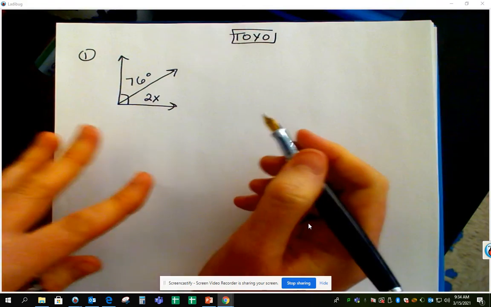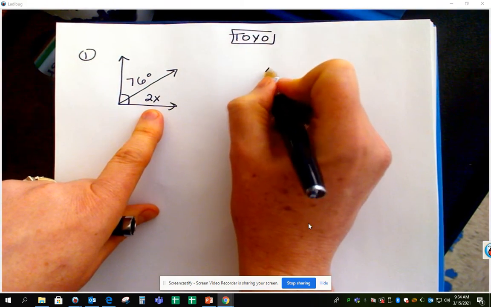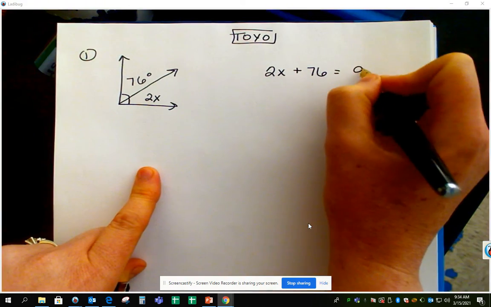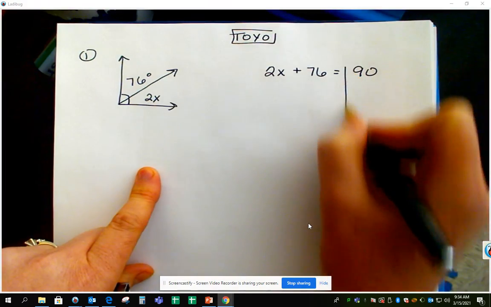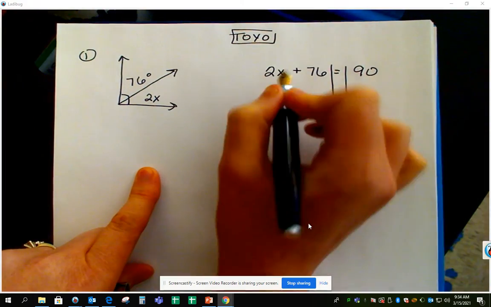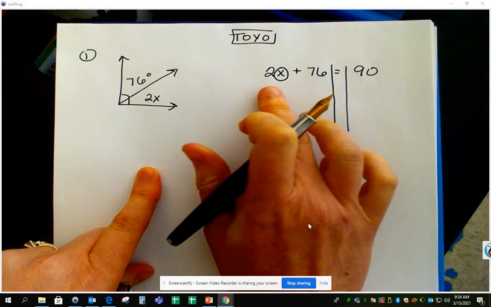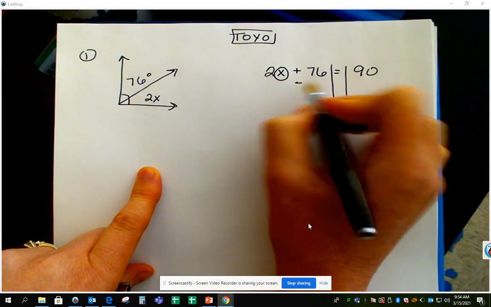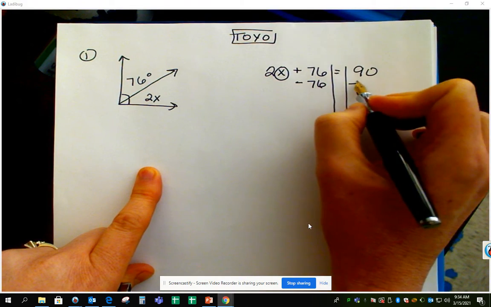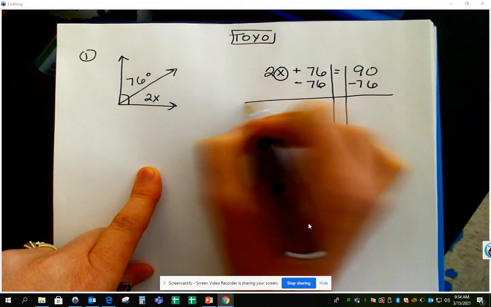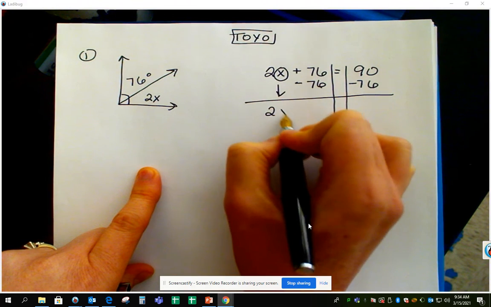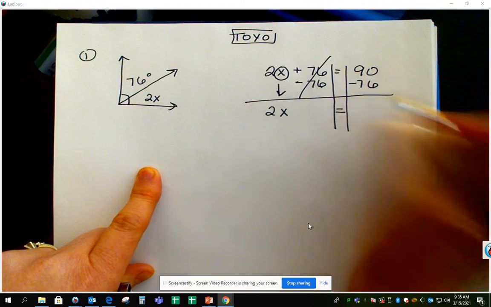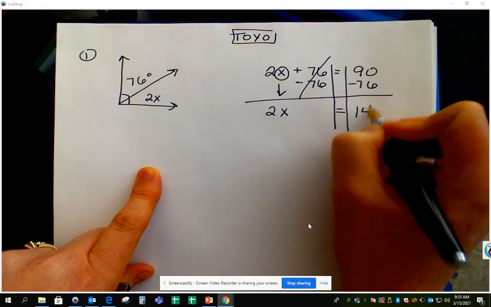Hopefully you paused the video and you did that. So I'm just going to add these two angles, 2x plus 76 equals 90. Then I'm going to look on the side with the variable and say, okay, I want to get rid of the constant first. So we want to subtract 76 from both sides. 2x comes down. 76 minus 76 is 0. 90 minus 76 is 14.